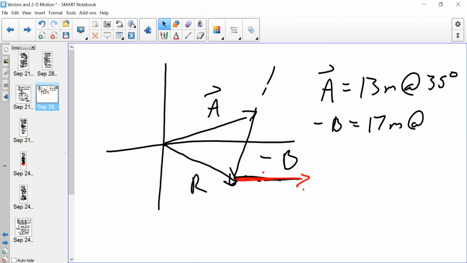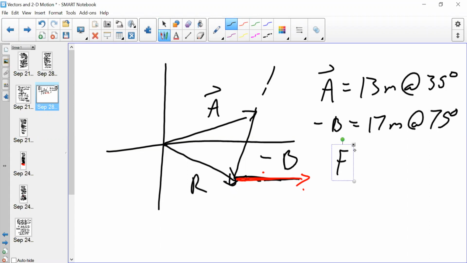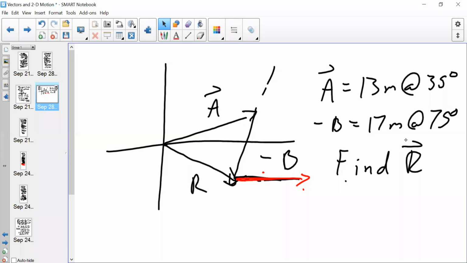Something like that. So let's say that vector B is at 75 degrees. Let's now calculate. Find the resulting vector R.